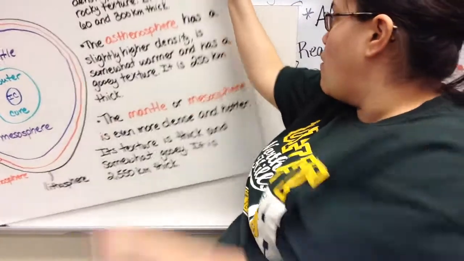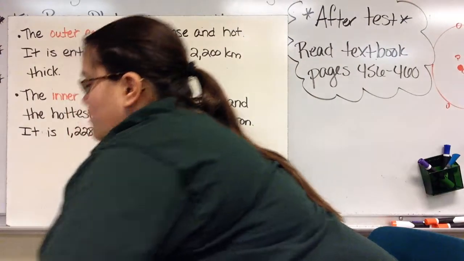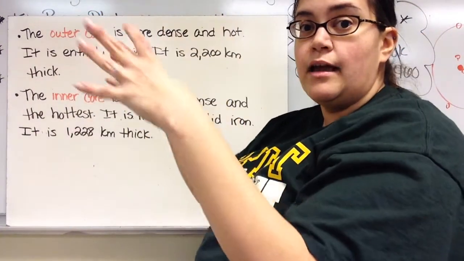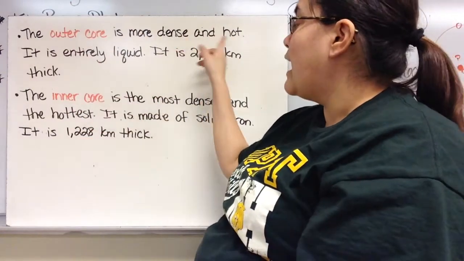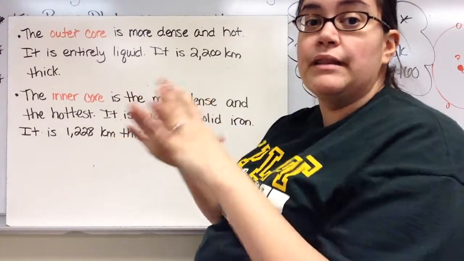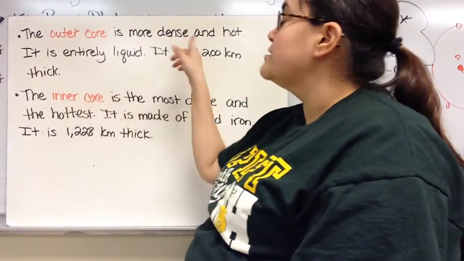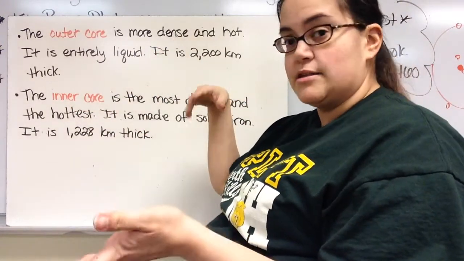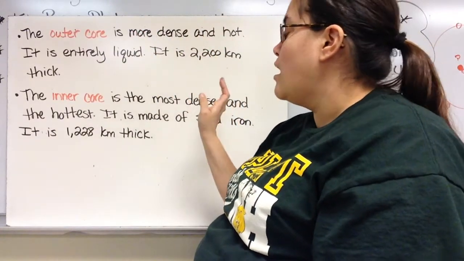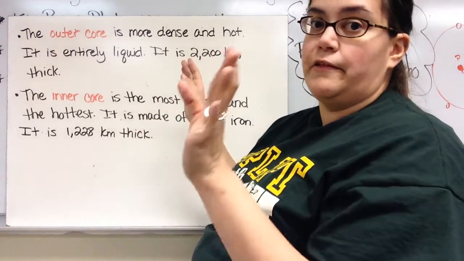Now we're going to talk about the cores. So the outer core is even more dense. So as we go in, the layers get more and more dense and hot. It's completely liquid. So it's so hot that it is completely melted. And it is 2,200 kilometers thick. So it's more dense than the mantle and the asthenosphere and the lithosphere. And it's even hotter. And it's completely liquid. That's the cool thing about the outer core. It's different than all the other layers.